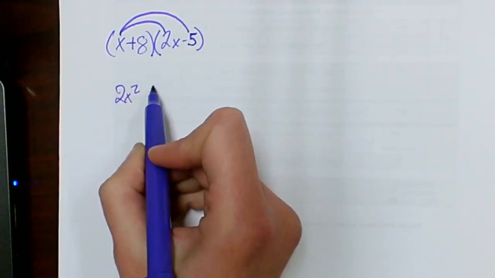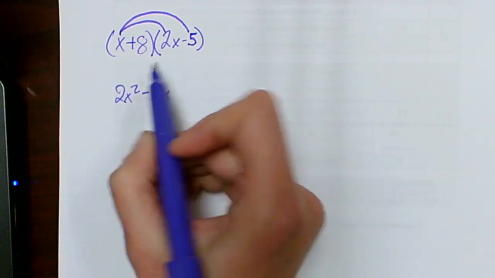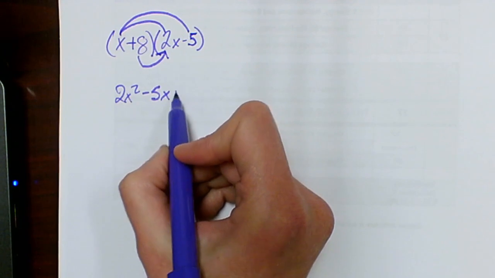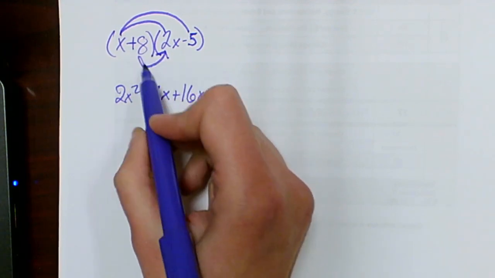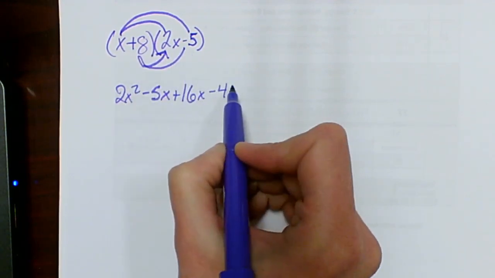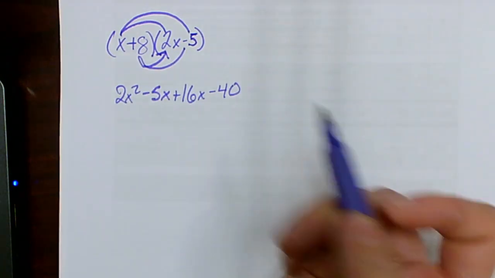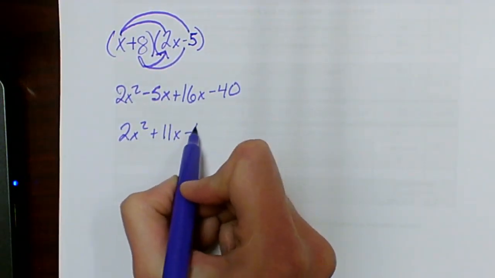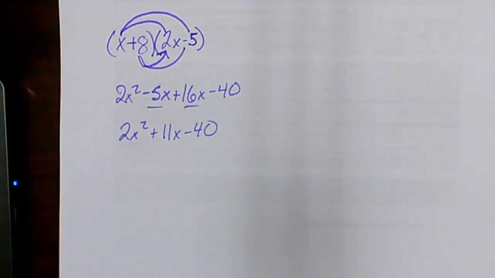Okay, so let's go ahead and FOIL or distribute the x. So we have 2x squared. The x needs to go with the 5. That would be negative 5x. Take the 8 and multiply it by 2x. That's going to give us a 16x. And then we have a negative 40. 2x squared plus 11x minus 40 when you add the middle two terms together.